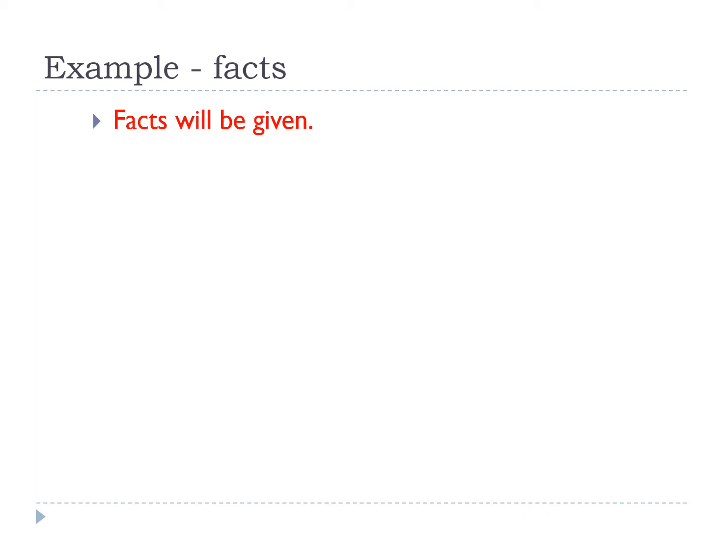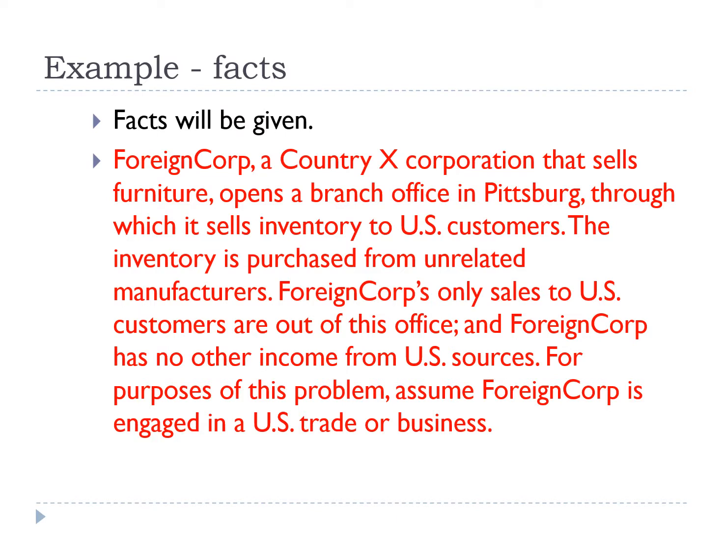Here are some facts. A foreign corp, a country X corporation that sells furniture, opens a branch office in Pittsburgh through which it sells inventory to U.S. customers. The inventory is purchased from unrelated manufacturers. Foreign corp's only sales to U.S. customers are out of this office, and Foreign corp has no other income from U.S. sources. For purposes of this problem, assume Foreign corp is engaged in a U.S. trade or business.